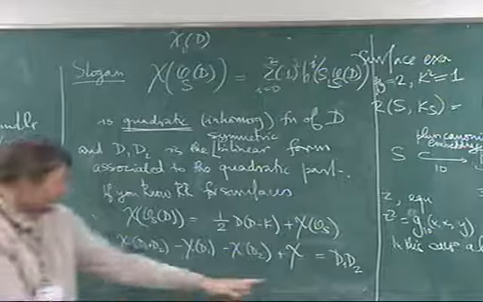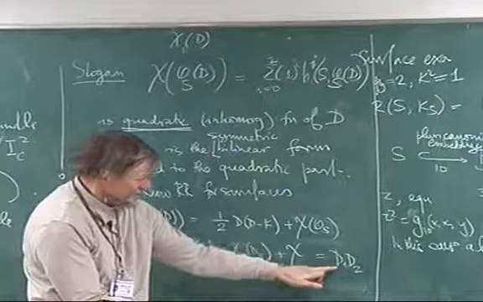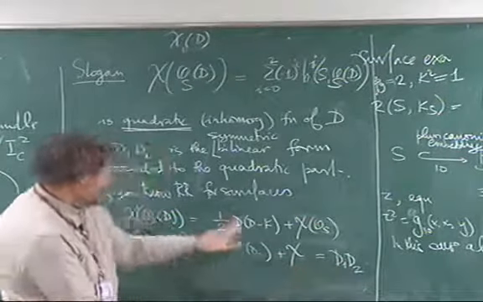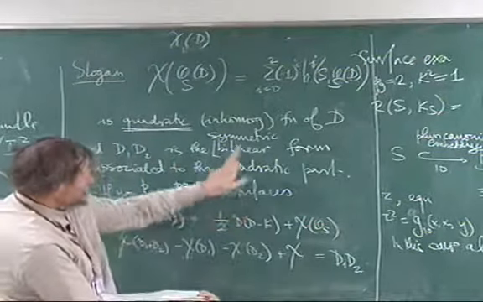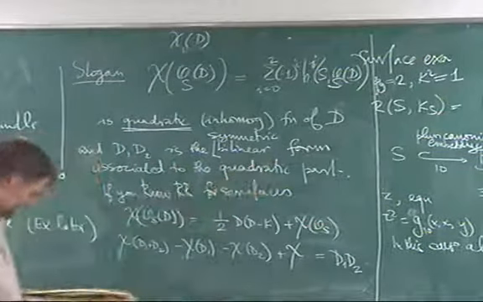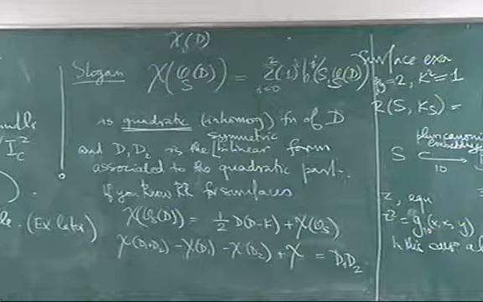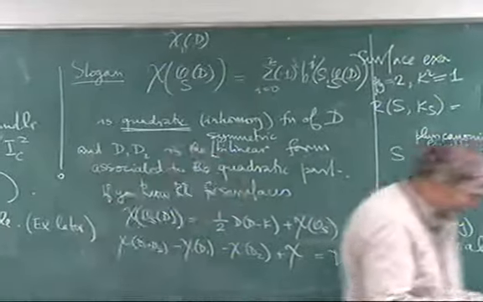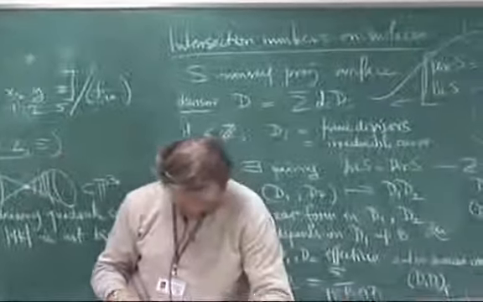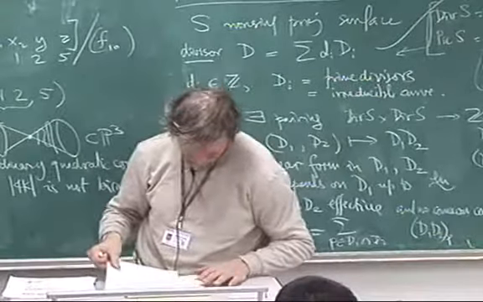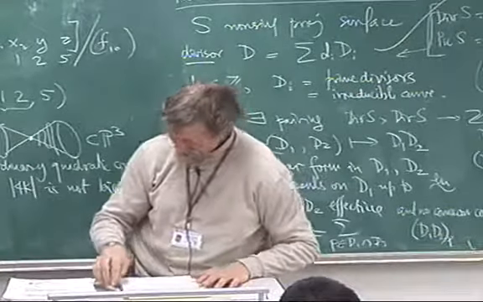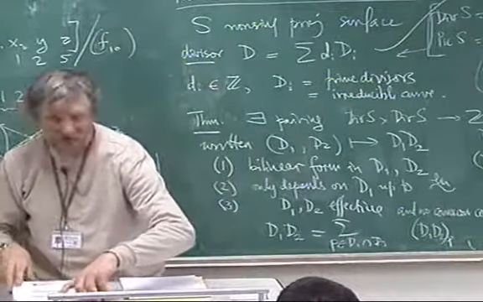The only thing that's left is the cross term, the associated symmetric bilinear form of the quadratic form. There's an even simpler way of saying this, which I'm going to come to in the second part of the lecture. So I'll stop now.